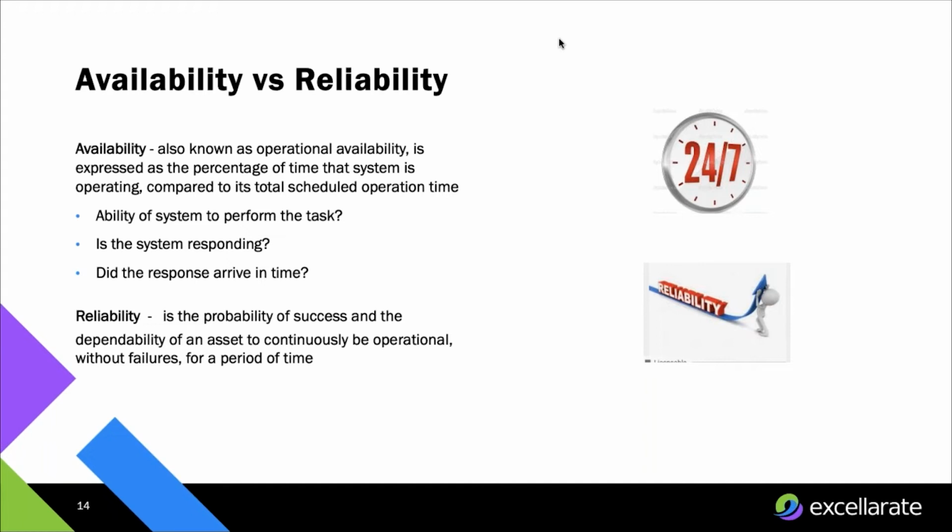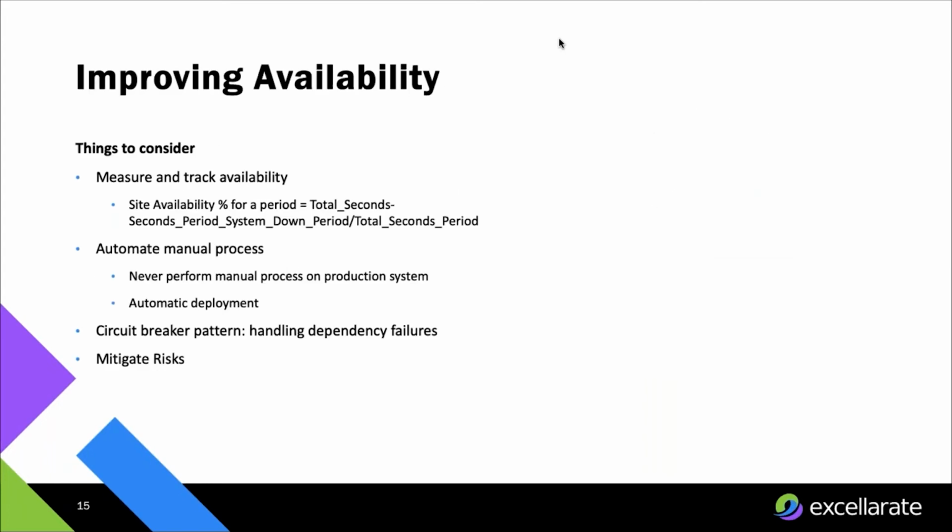Reliability is the probability of success and the dependability of an asset to continuously be operational without failures for a period of time. So we need to also make sure that the system is reliable, right? If the system is returning, say, 2 plus 3 is equal to 5, then every time, wherever and within however much traffic you have, the system should be returning 5, shouldn't be 6 or 7, right? That can be taken care of by testing strategies, making sure we cover all the test cases. But availability is important, and in order to improve it, we need to make sure that we are monitoring, measuring and tracking the availability.